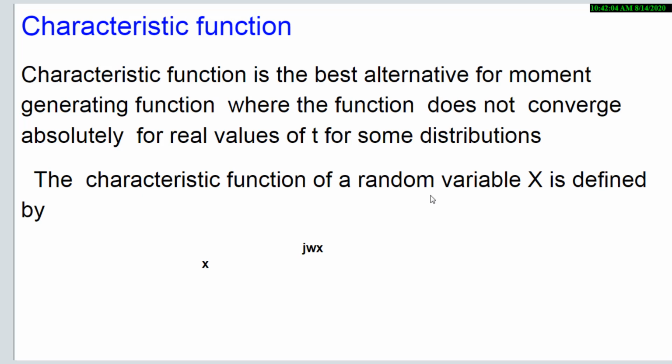Now the characteristics function is also defined for the case of random variable X. With respect to the random variable X, the characteristics function is given as phi_X(omega) is equal to expected value of e^(j omega X). Okay, phi_X(omega) is equal to E, this E means expected value, e^(j omega X).